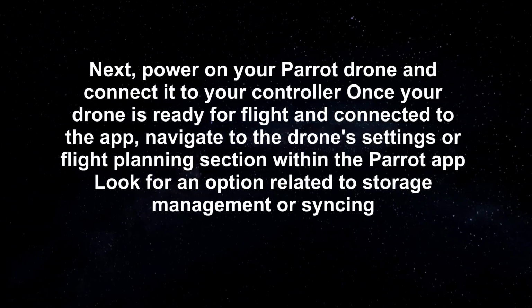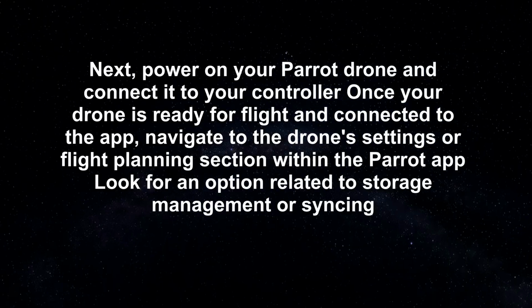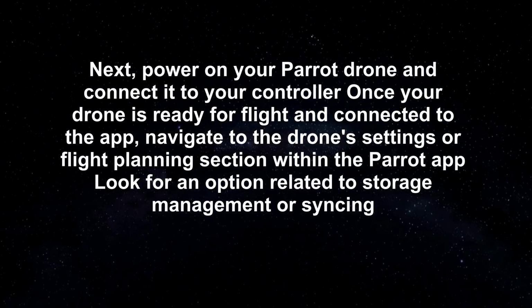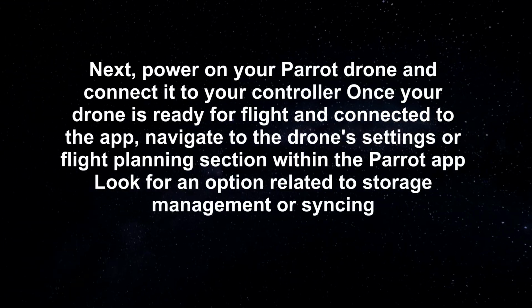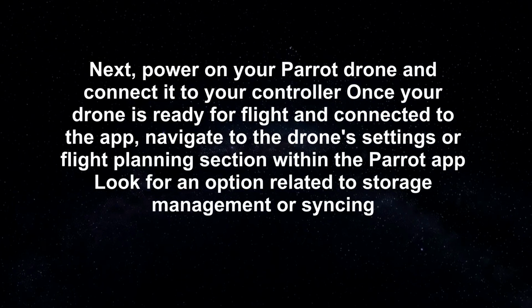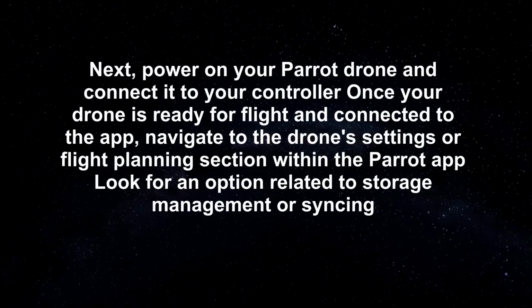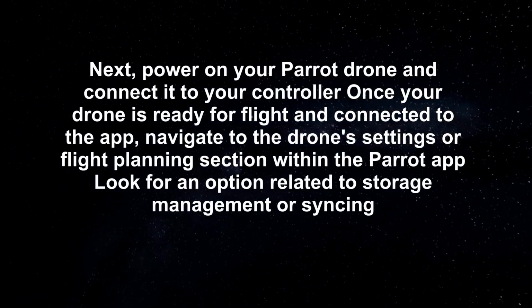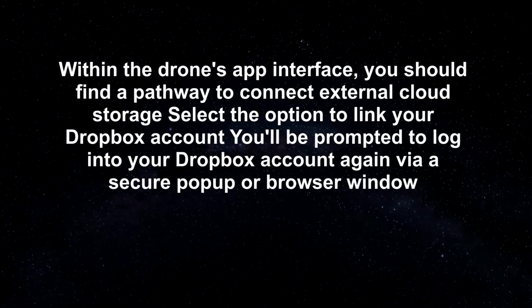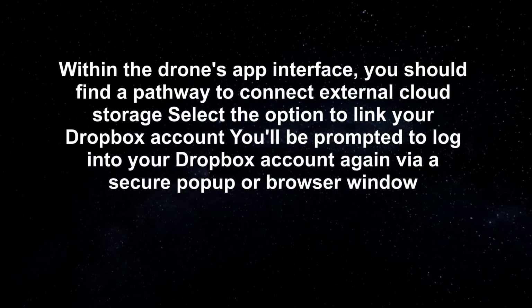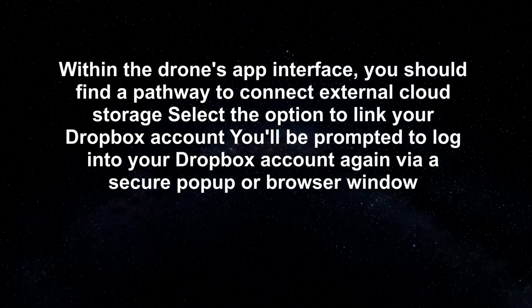Next, power on your Parrot drone and connect it to your controller. Once your drone is ready for flight and connected to the app, navigate to the drone's settings or flight planning section within the Parrot app. Look for an option related to storage management or syncing. Within the drone's app interface, you should find a pathway to connect external cloud storage.